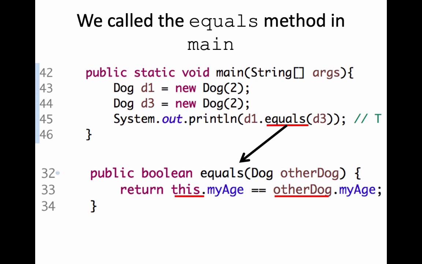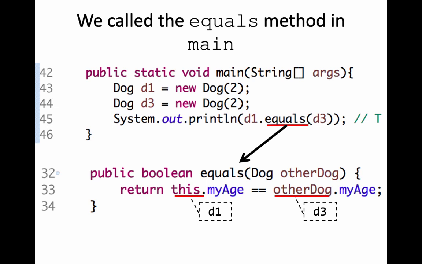And here's an example of what it might look like to call equals on a dog. So now I've got 2 dogs, and I say D1 dot equals. And so inside of my dog class, I can write an equals method that takes in another dog, and I can compare, say, their ages. Can you imagine that this won't work if someone passes in null? If other dog is null, I'm going to get a null pointer exception here because I would try and say essentially null dot my age, and that's not going to work.